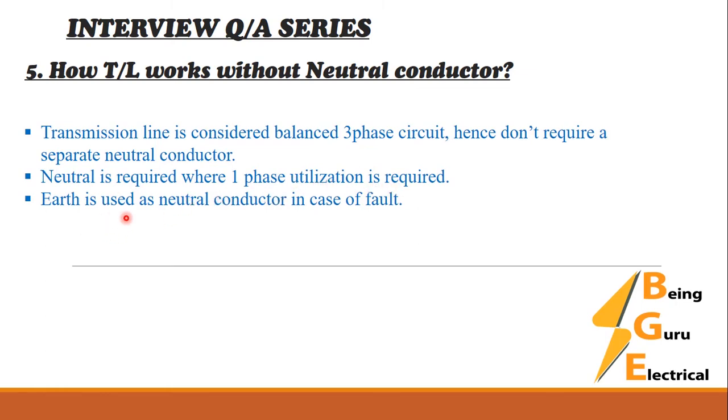For the transmission line, we have earth, and if any phase comes in contact with the earth, the earth is itself a conductor, so it closes the path. We have earthing at the source and earthing at the substation, so we can know that our line is shorted with ground. In that case our ground is acting as a neutral conductor in case of fault.